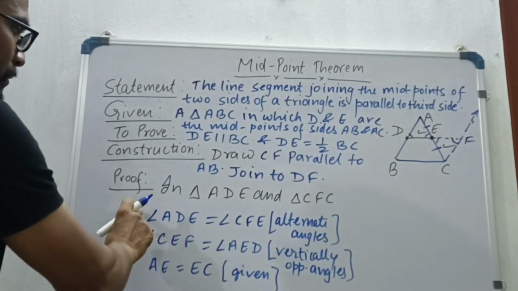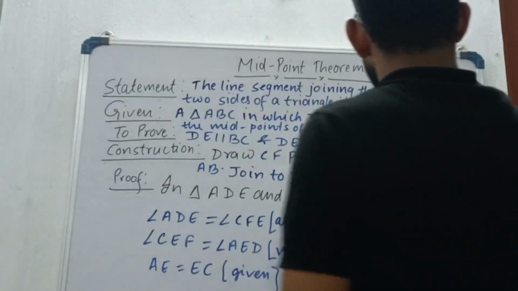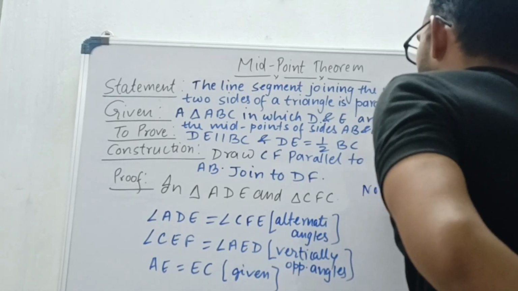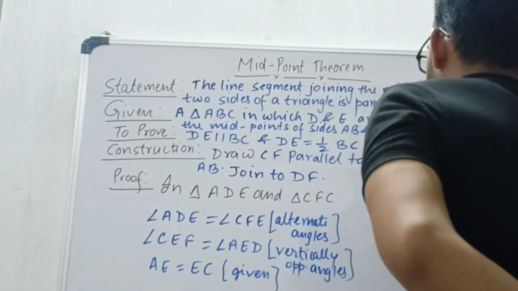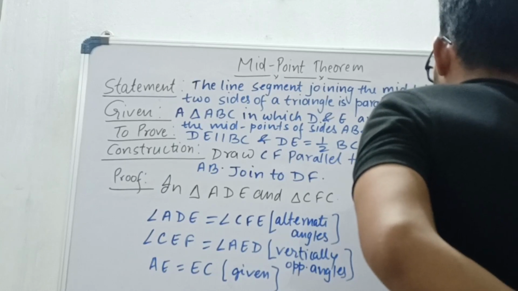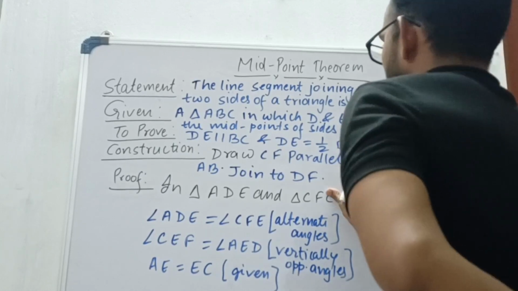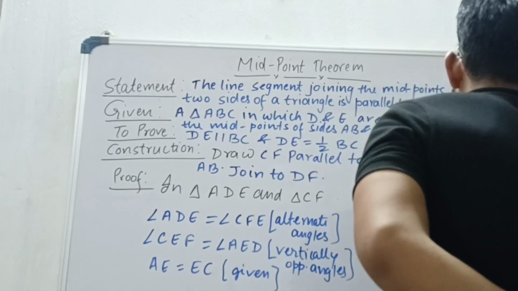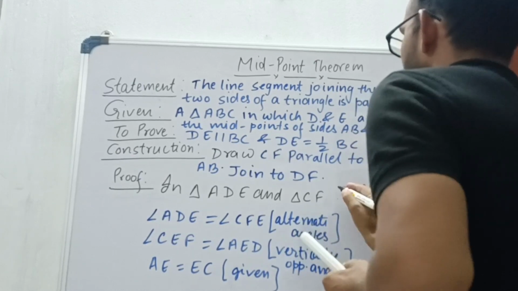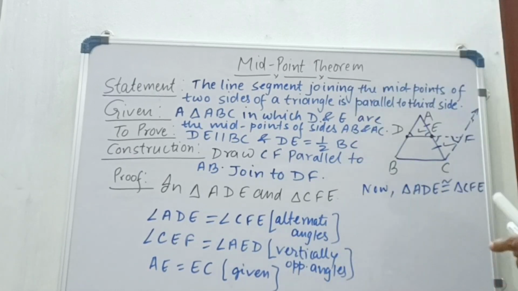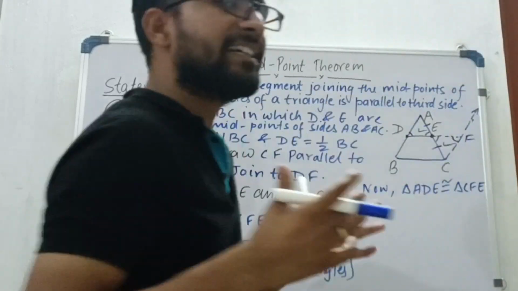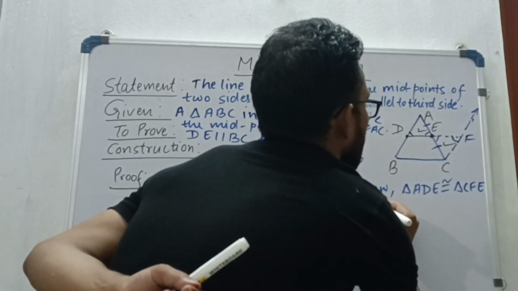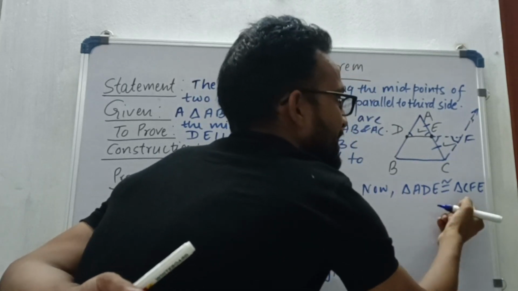Now, two angles and one side we got. So now you can say triangle ADE is congruent to triangle CFE. If they are congruent, what can we write? By CPCT, their corresponding parts will be equal. So from this we can get that angle ADE is congruent to angle CFE.